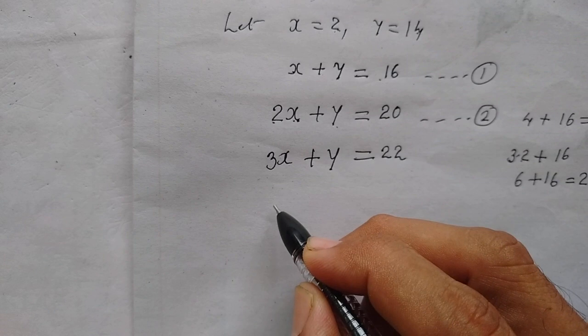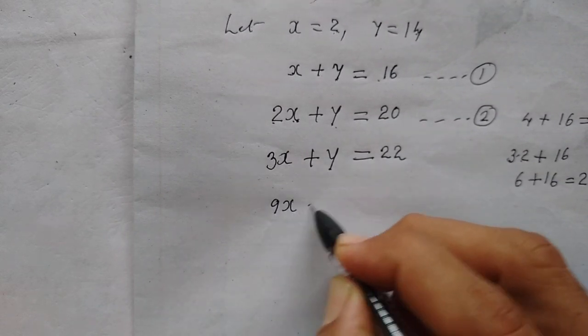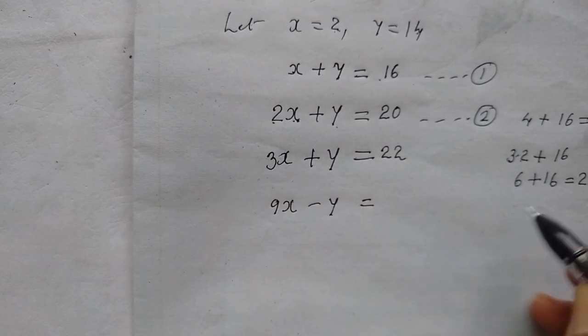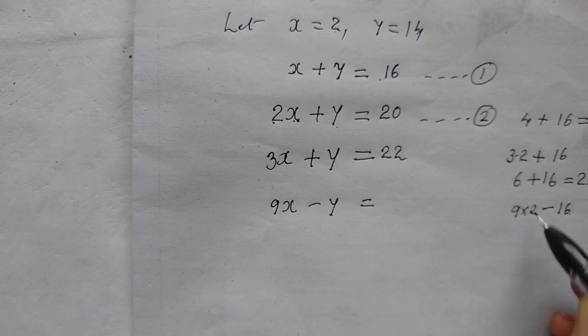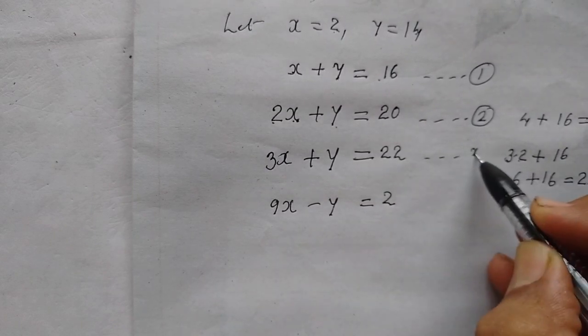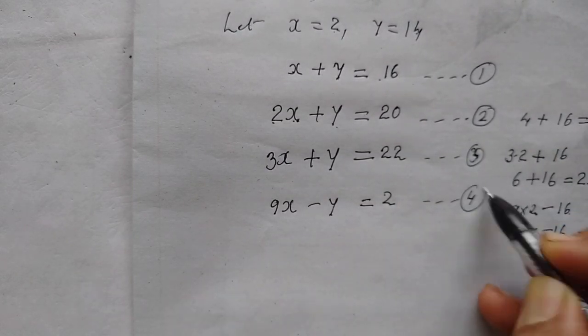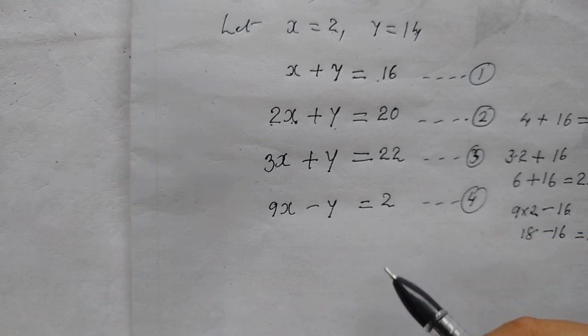Now in this way you can find any equation. Suppose I take here 9x minus y. So what will be there? 9 into 2 minus y is 16. 9 into 2 is 18 minus 16, 2. So this is the third, so now children, we have this third equation. This is the fourth equation. Likewise, you can have many equations.